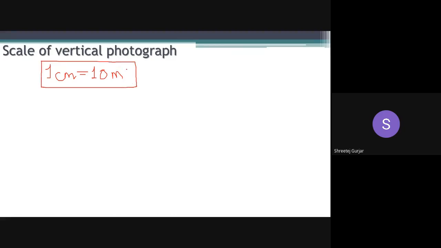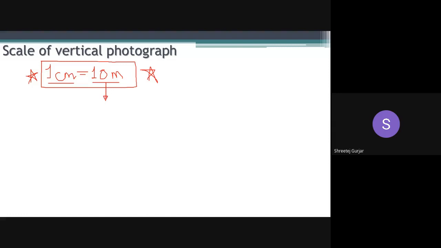This is how the scale is written, right? So what is the meaning of this? Can you tell me in a statement? 1 centimeter equals 10 meters. Answer quickly. We still have to get into derivations. What is meant by this? 10 meters distance is covered in 1 centimeter.